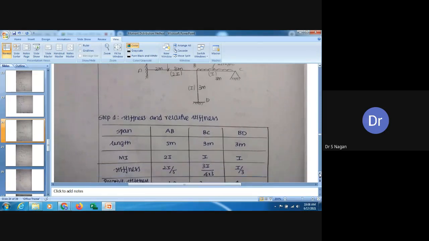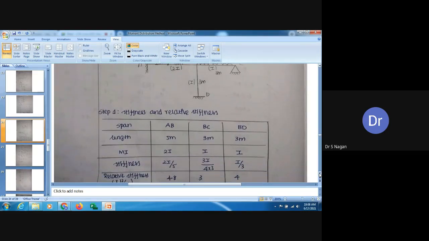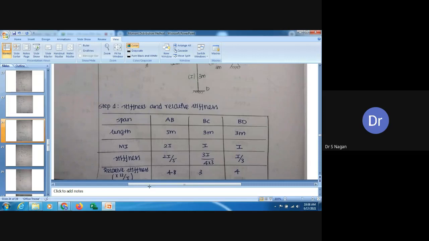Has anyone calculated distribution factors? Since I multiply by 12 by I, I get 4.8, 3, 4. Why I have chosen 12: here I have 12, here I have 5, 3. You can even multiply by 5 by I, or 3 by I, or 4 by I, or 12 by I. Calculating this relative stiffness is optional. The user will have his own common multiplier, and whatever you multiply, you will get the same result for distribution factors.